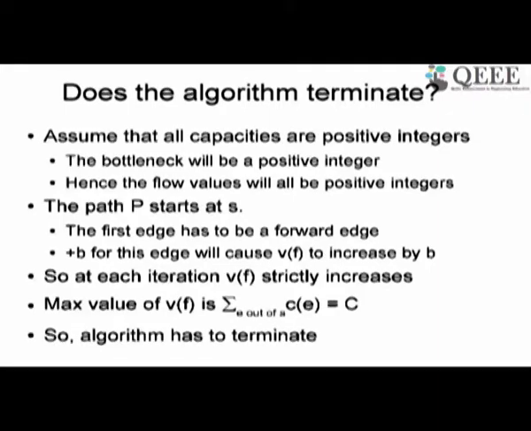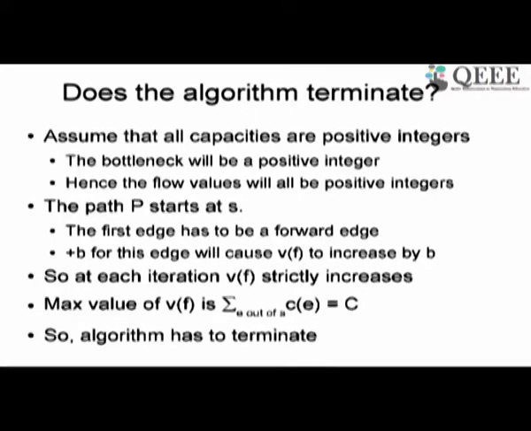So the bottleneck B, when you look at an augmenting path, the bottleneck B is the least weight edge of that path, that will be a positive number. So every step B will be a positive number, and since B is a positive number, the flow is increasing by a positive number. Each time we augment, we are increasing the flow value by B, and B is positive. So the flow keeps increasing, that is the first step.